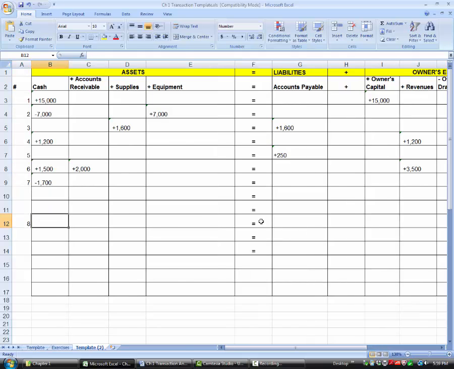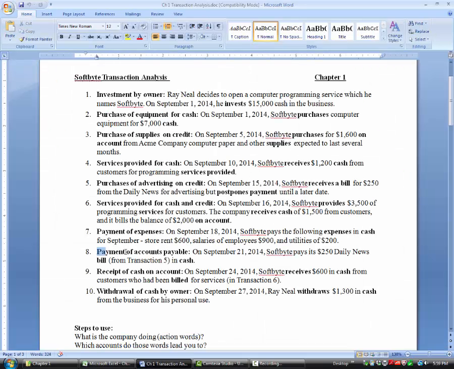So continuing on to transaction number 8, we see that there's a payment of the accounts payable. So basically the company had a debt owing in the form of accounts payable, and they have decided to pay this amount or some portion of this amount. So it says here that on September 21st, 2014, Softbyte pays its $250 daily news bill from transaction 5 in cash. Now, you have to remember that the company is doing its business all the time. So sometimes a transaction, like this one, for instance, transaction number 8, is relating to a previous transaction.